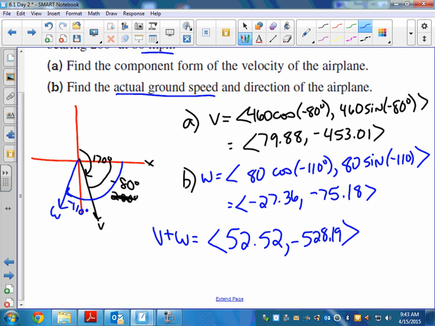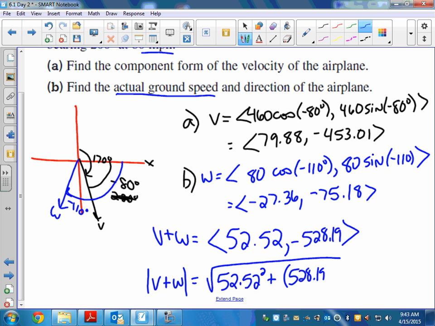So we had to find, putting the airplane and the wind together, what's happening. To find the speed, we need to find the magnitude of this. How do you find the magnitude if you have a component vector? I'm just going to take the square root of squaring the components, right? So I'm going to take the square root of 52.52 squared plus 528.19 squared, because it's going to be positive anyway. That's going to give me speed. Speed is a number. I got 530.79 miles per hour.